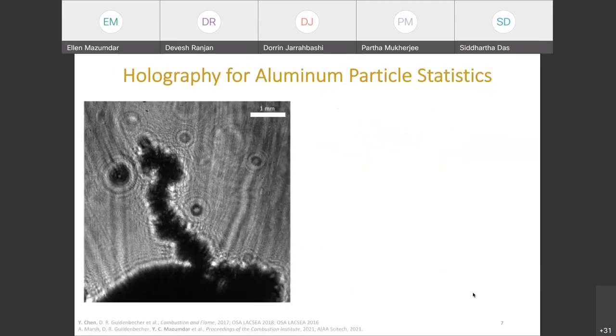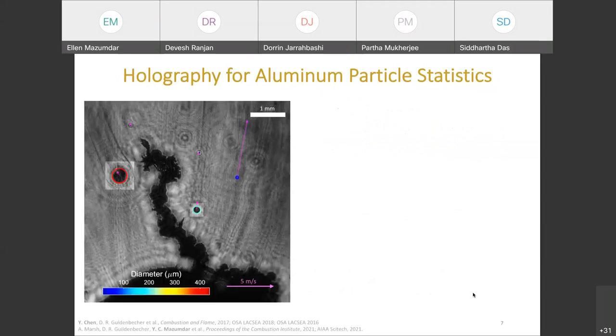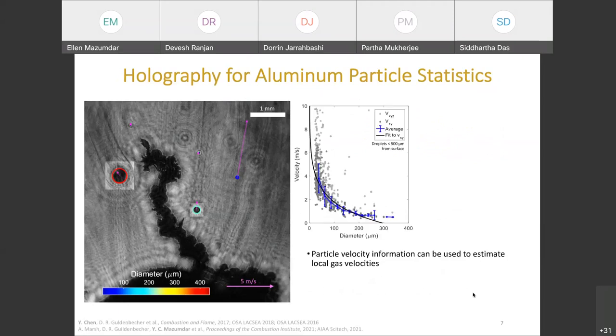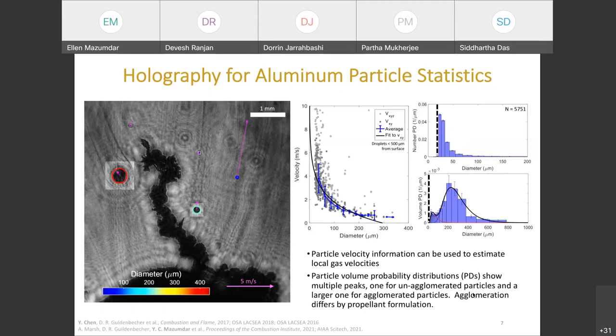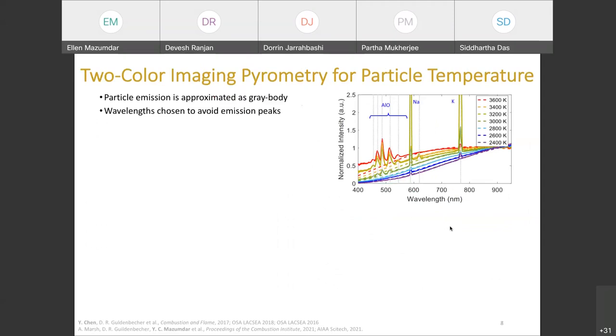So we can take this technique and apply it to aluminum particles. So we're looking at aluminum particle combustion. We can get a raw hologram that looks like this image. When we numerically refocus it and apply our algorithms, we can track individual particles. And once we track individual particles, we can start looking at statistics for diameter versus velocity, which is a really good indicator for local gas velocities. We can also look at other types of statistics that are really important, like the probability distribution of the particle sizes. So we can see particles that haven't agglomerated. We can see the particles that have agglomerated after they lift off, and we can compare different propellants at different temperatures, different propellant formulations, and tell you the volume and the statistics for that particular propellant. So that's a pretty useful tool.